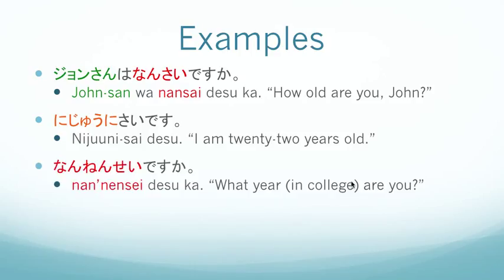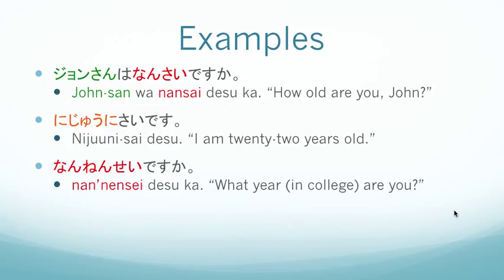Now, let's say you're in college, and then you just met somebody else in college, and you wonder, what year are you? So you would ask, 何年生ですか? Nan means what. Nen means year. And remember, gakusei means student, so nensei is like student year. So, 何年生ですか? Means what year are you? Or what year in college are you?